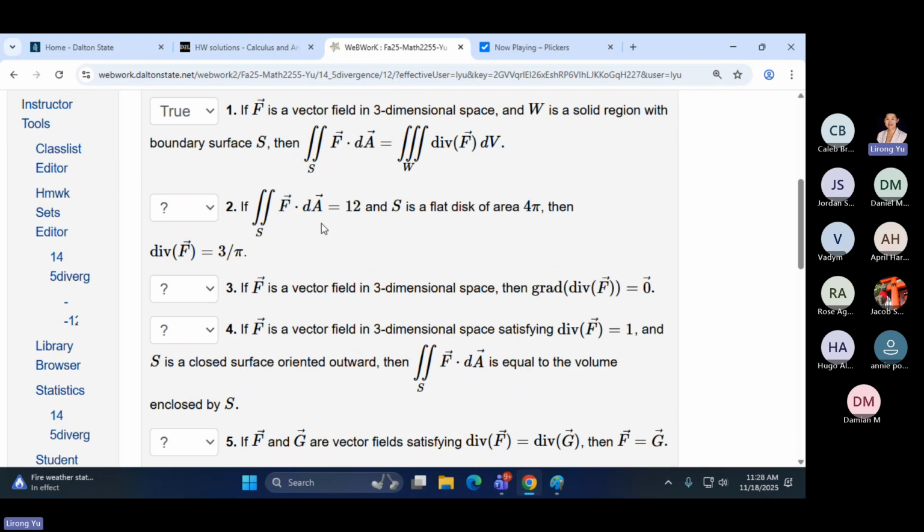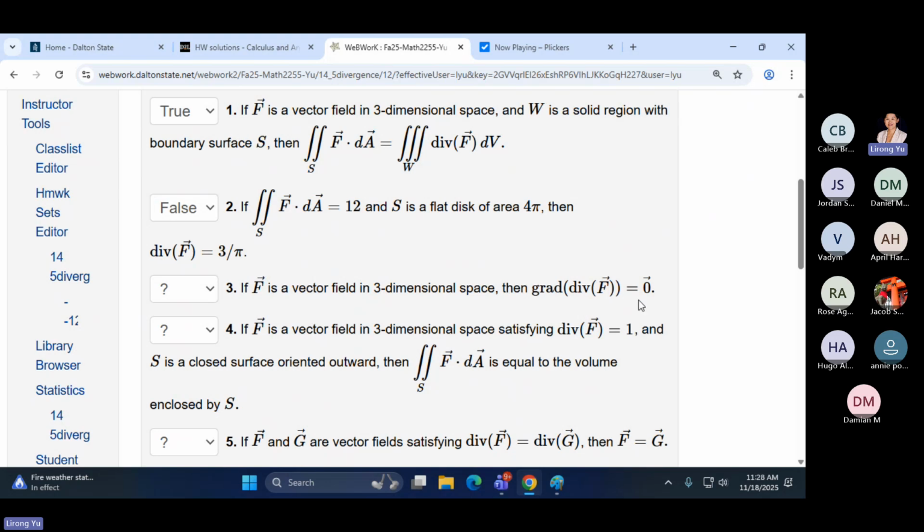Number 2: the surface integral on S is 12, S is a flat disk of area 4 pi, then the divergence equals 3 over pi. That depends on the divergence of the vector field. I think that should be false.